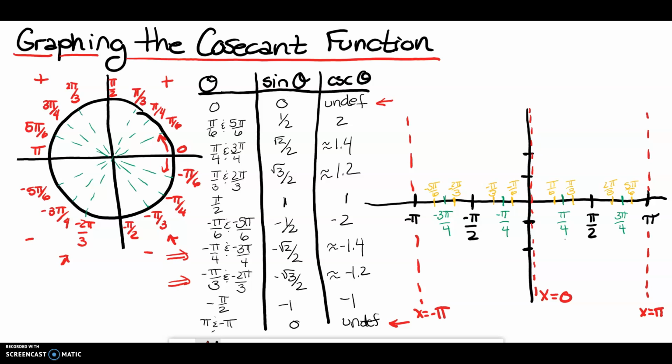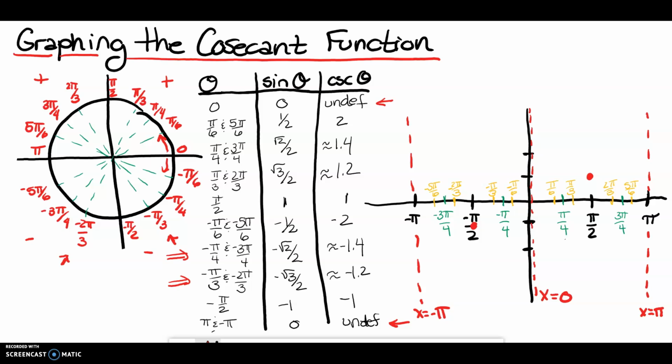All right, so now I'm going to graph each of my cosecant values. I'm going to start at pi over 2 because that's a nice easy one. Sine of pi over 2 is 1, so when I take the reciprocal, cosecant is 1 as well. So I'm going to graph that. And at negative pi over 2, my sine is negative 1, so when I take the reciprocal of negative 1, I get negative 1.